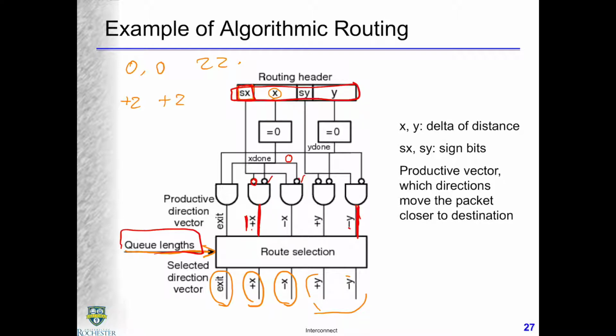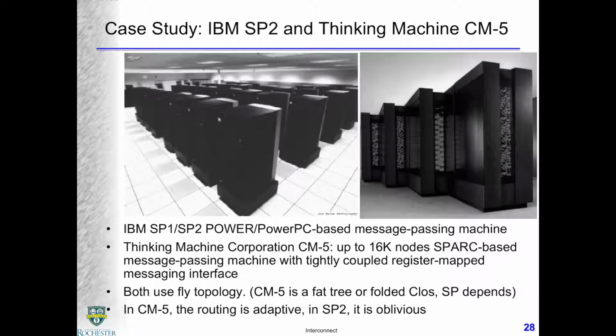Let's see how this is done in the real world. We have 2 examples. They're fairly interesting. These are old, big supercomputers. One of them produced by IBM called SP2. It's a message passing machine. It's not a shared memory multiprocessor. The reason these types of machines are studied for networks is usually they are large, and message passing machines scale much better. We don't have to provide the cache coherence that many consider to be expensive.